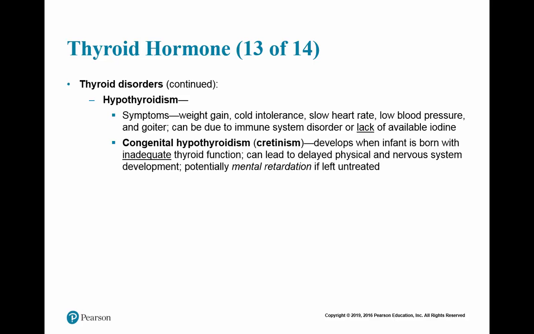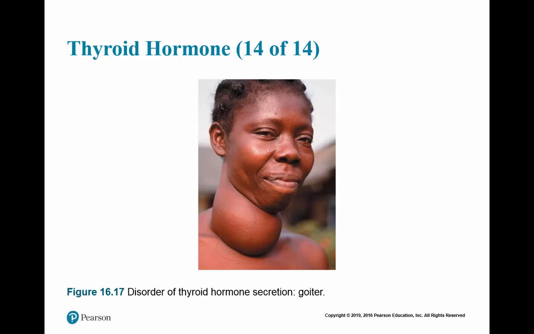So you're going to make too much of the T3 and T4. Now with hypothyroidism, you're going to have weight gain, cold intolerance, a slow heart rate, low blood pressure, possibly a goiter, and it could be caused either from your immune system disorder or from not getting enough iodine. With congenital hypothyroidism, the infant's born with inadequate thyroid function, and it can cause delayed physical and nervous system development and maybe even mental retardation. And you can see there what a goiter can look like.